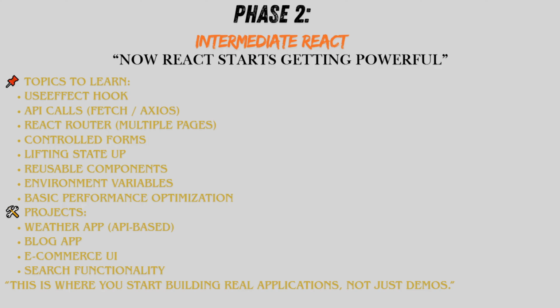Lifting state up is the kind of thing where you pass component data from one component to another component, and a parent manages both components. So that's called lifting state up. Reusable components: we will learn how one component is used in multiple places, how we call it, and how we handle its state variable.